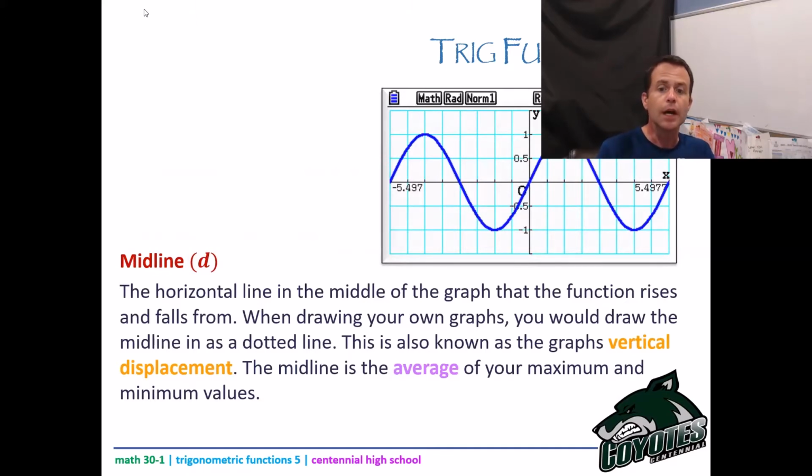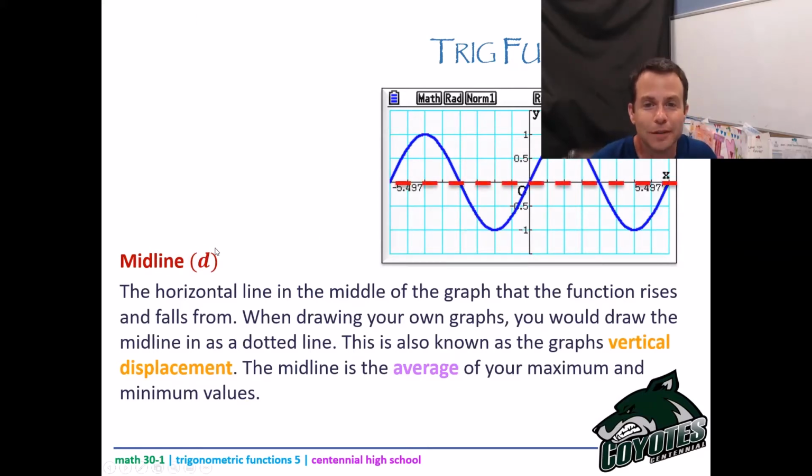okay? The midline is the average of your maximum and minimum value. So if you know your max and you know your min, you can take the average and that'll get you your midline. Well, how do I take the average? You add the two pieces together and then you divide by 2, right? Mathematically, to take the average, you add all the things together and you divide by the amount of things you added together, okay? In this instance, it would be 2 because you've got your max and your min, okay?